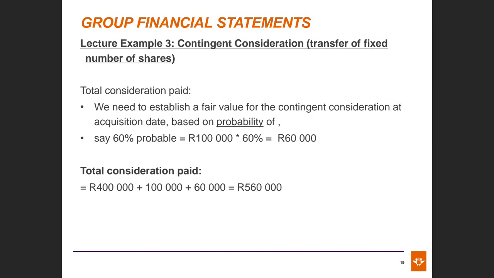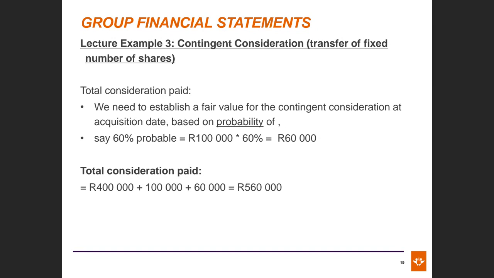So if we add up all of our consideration paid, we had the cash of 400,000, we had the Class A shares of 100,000, and then we had the contingent consideration, which is a possible another 100,000 shares, and the probability there was 60%. Okay, so that is the total consideration.